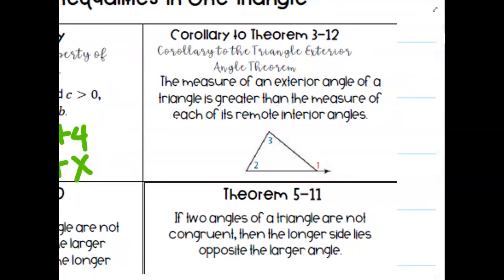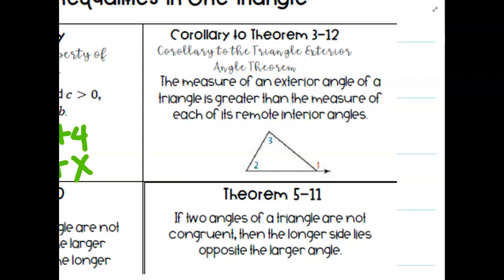Now, tying that into one of your theorems is actually a corollary. If you remember what a corollary is from last chapter, or maybe the chapter before, a corollary is a theorem, so it has equal value as a theorem. You can prove it, but how you prove a corollary is you prove it very easily using another theorem. The theorem that you use for this corollary is theorem 312, which talks about the exterior angle of a triangle.